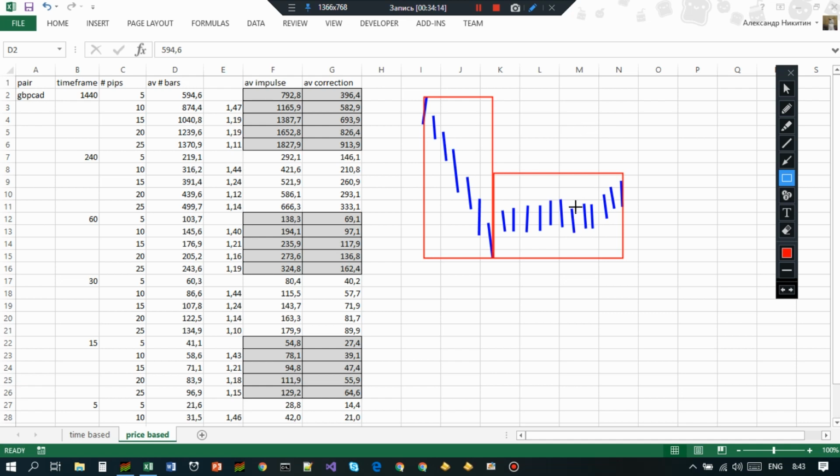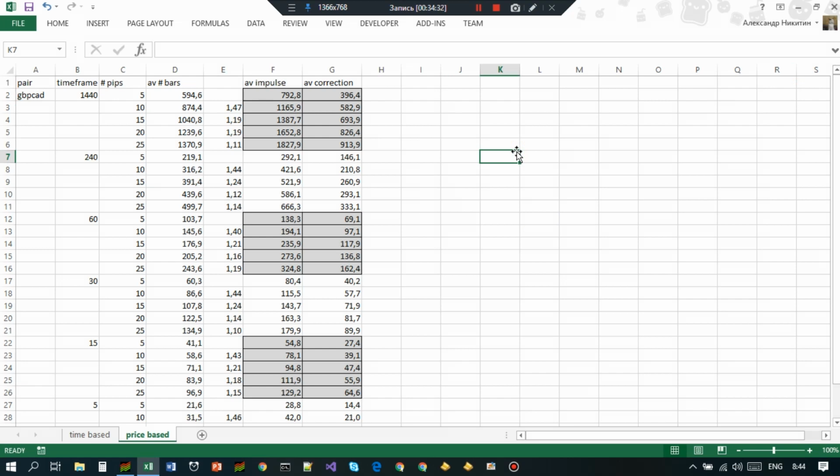Of course there is a correlation between them, but I suppose they should be equal to each other. Although you travel the distance here during 1, 2, 3, 4, 5, 7 bars, and the distance here is twice less, you have the same number of bars. That's why the average number of bars for an impulse and for a correction should be slightly different. So it equals this, and it equals this. And now you will see what I mean.